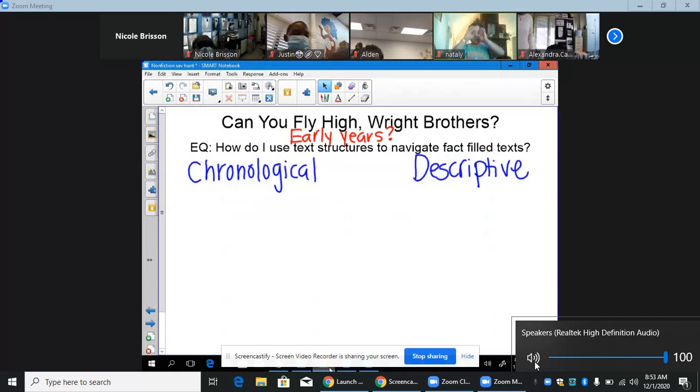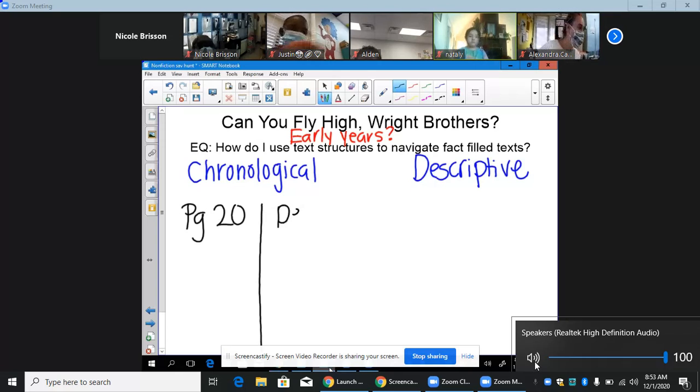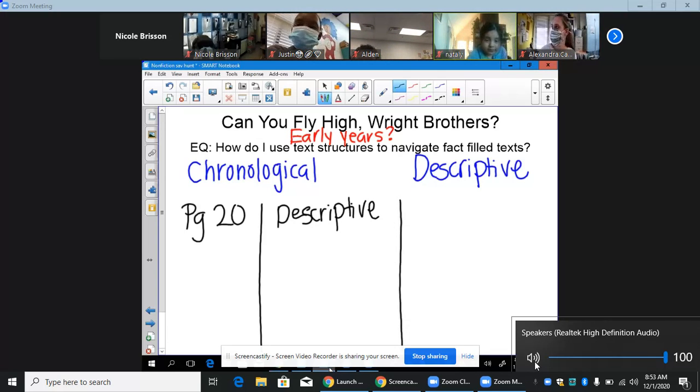All right, so you got your reader's notebook, pencil up. Bryson, head off the desk. And this is on page 20. So what I want you to do is write page 20. We're going to do a quick little chart. It is descriptive. You don't need to do a chart the whole page. And then we're going to give the example. What did they say? Soaring like birds. And what else did they say? Giant balloons.